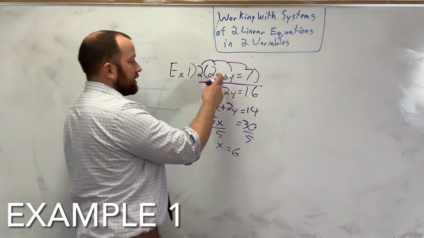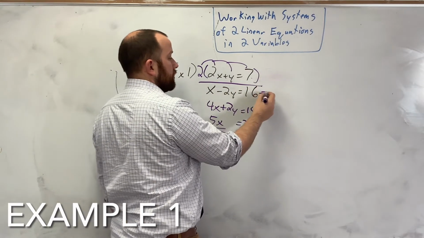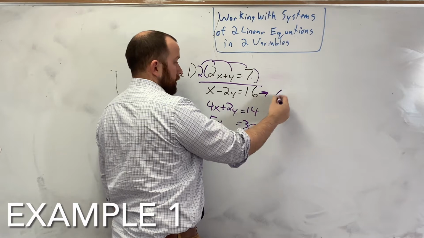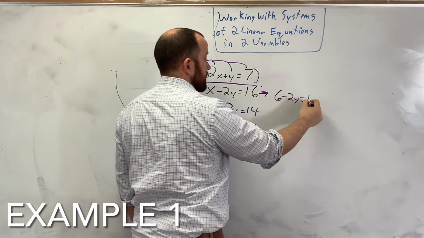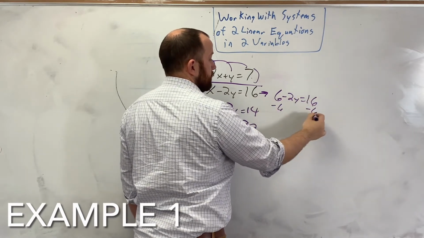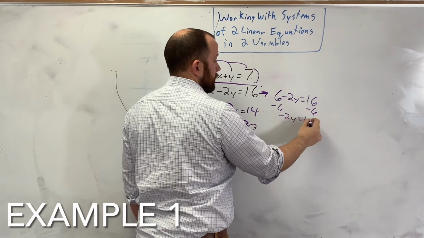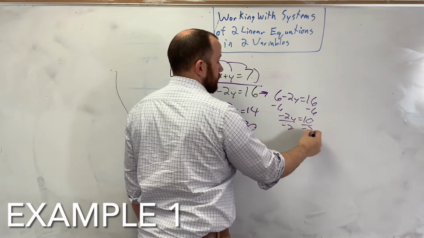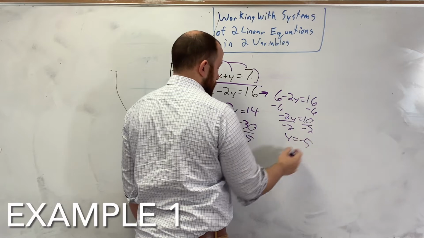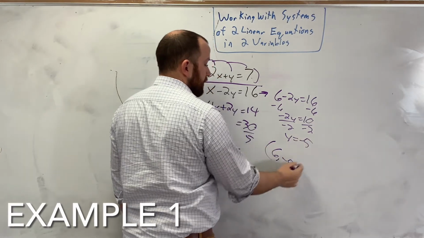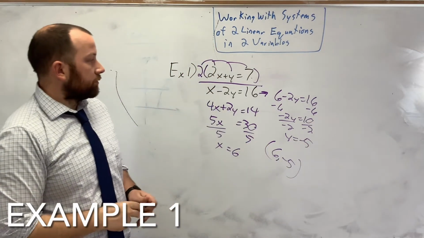Now I take that 6 and I plug it back in for one of the equations. I'll do this one. So 6 minus 2y equals 16. So your answer is 6, negative 5. And that's how you solve.